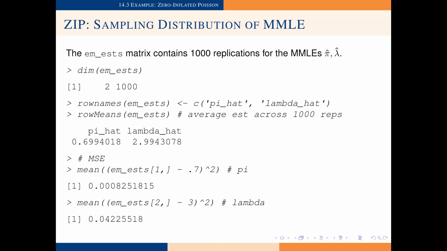If you're interested in the MSE of the two estimators, let's recall that what we can do is to take the average of the squared deviation between our estimate of each replication and the true value we use for generating the data. For pi, what we can do is to take the first row of the EMs, which contains the 1,000 pi hats, and take their average squared deviations from the true value of pi, which is 0.7. And we can see that the resulting MSE is really small. For lambda, we can do essentially the same thing where we subtract the estimate from each iteration from 3, the true value. And we can see that the MSE for lambda was about 0.04.